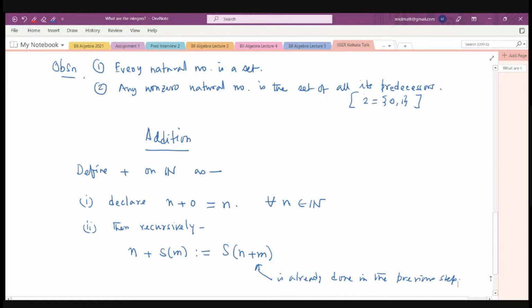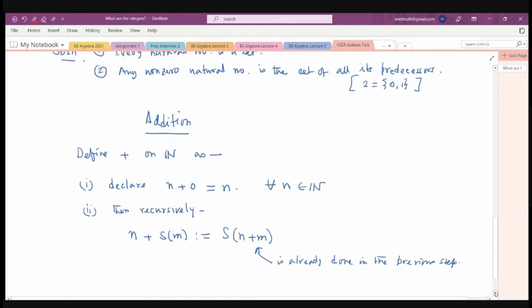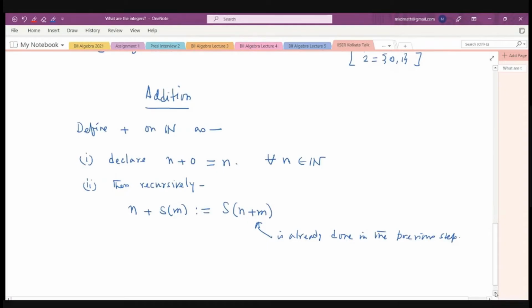So this is a recursive definition. You start with n plus 0 equal to n. Then you are saying that suppose I have defined n plus m. Then n plus successor of m will be successor of n plus m. So now I will teach you addition. My illustration is the following.